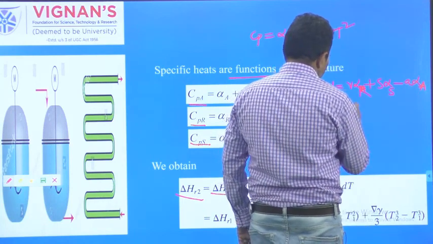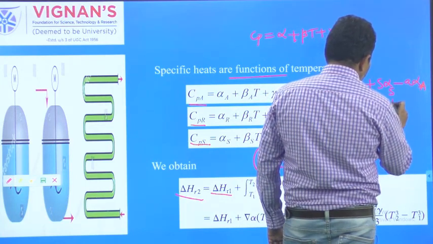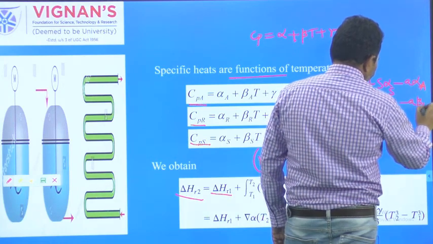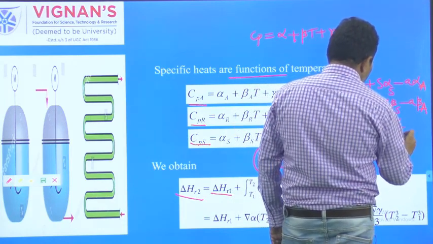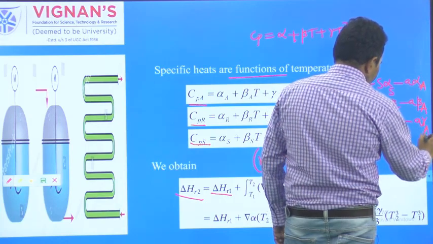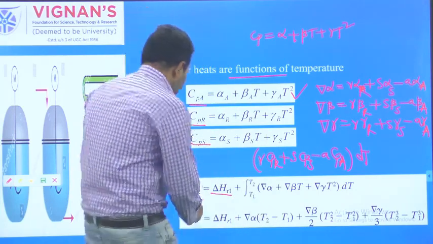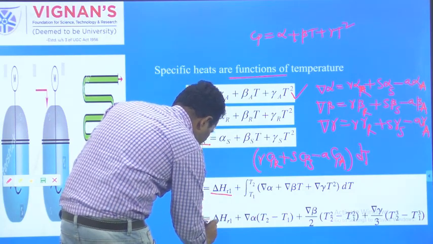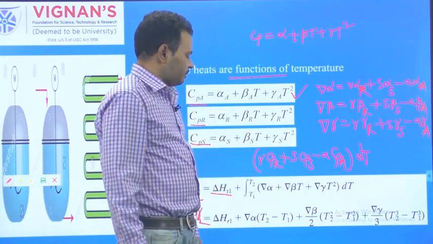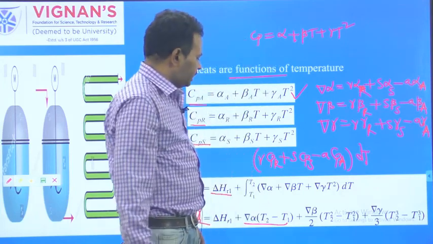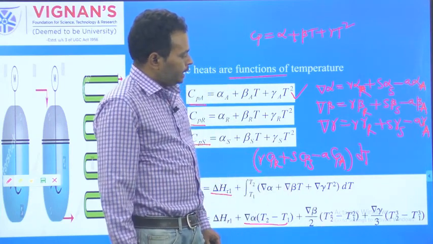Del beta is equal to R into beta R plus S into beta S minus A into beta A, and you are going to obtain del gamma as R into gamma R plus S into gamma S minus A into gamma A. After this, with the help of dT, if you integrate this equation, finally you can obtain del HR2, the heat of reaction at temperature T2, is equal to del HR1 plus del alpha into (T2 minus T1), plus del beta by 2 into (T2 square minus T1 square), and del gamma by 3 into (T2 cube minus T1 cube).